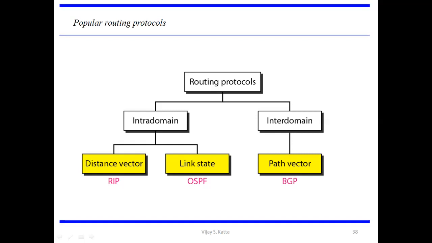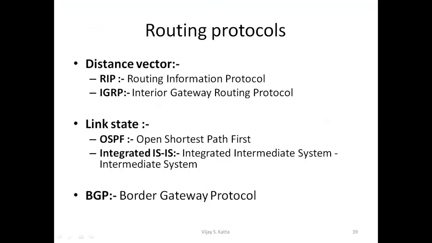Now, intra-domain is called within an autonomous system, meaning within a single ISP. So within a single ISP, if we want to perform routing, we can use either of these routing algorithms. And between ISP and ISP, that is, different internet service providers, we use the inter-domain routing algorithm.